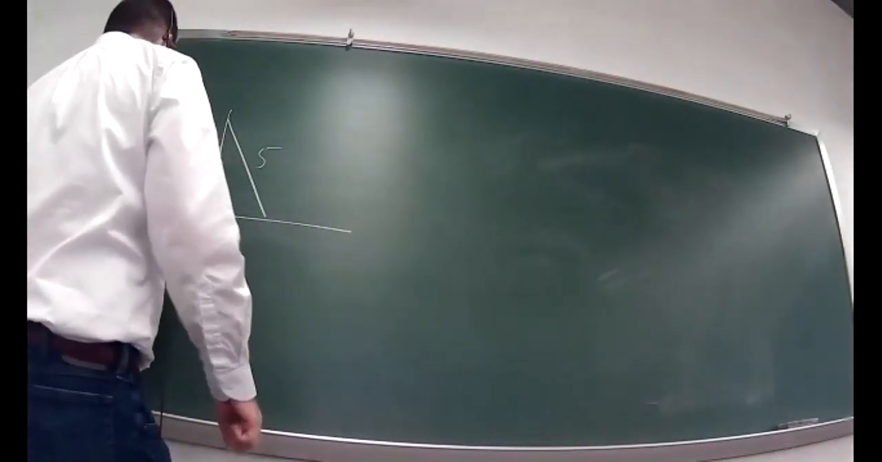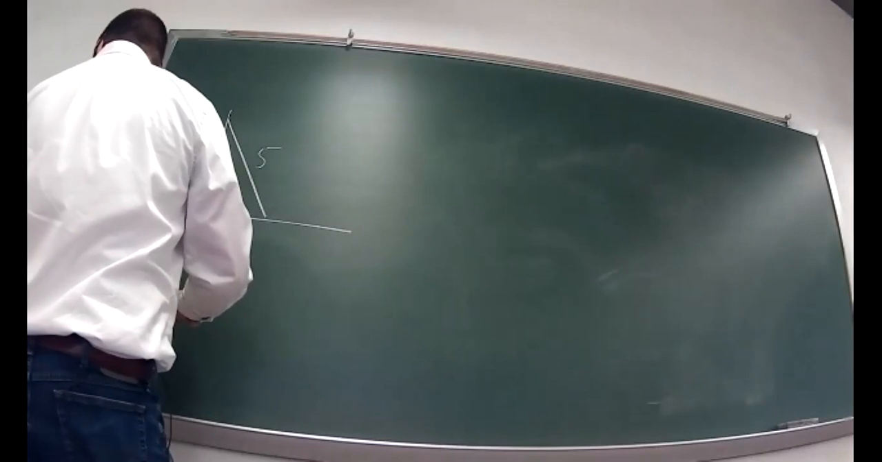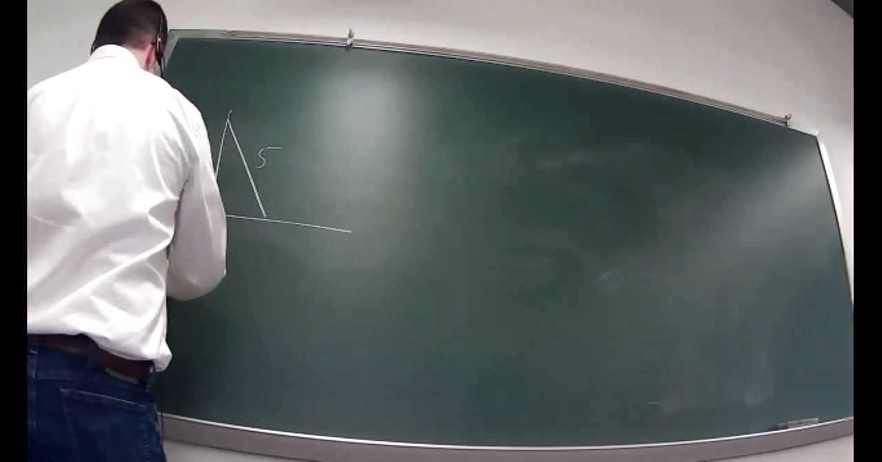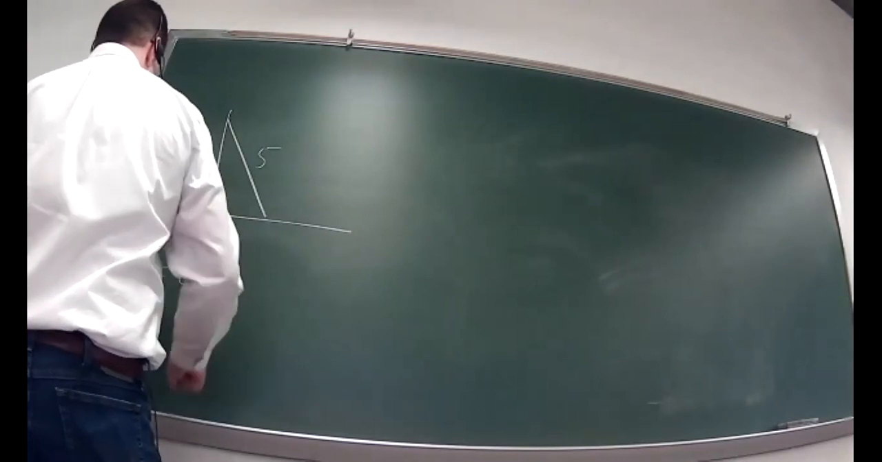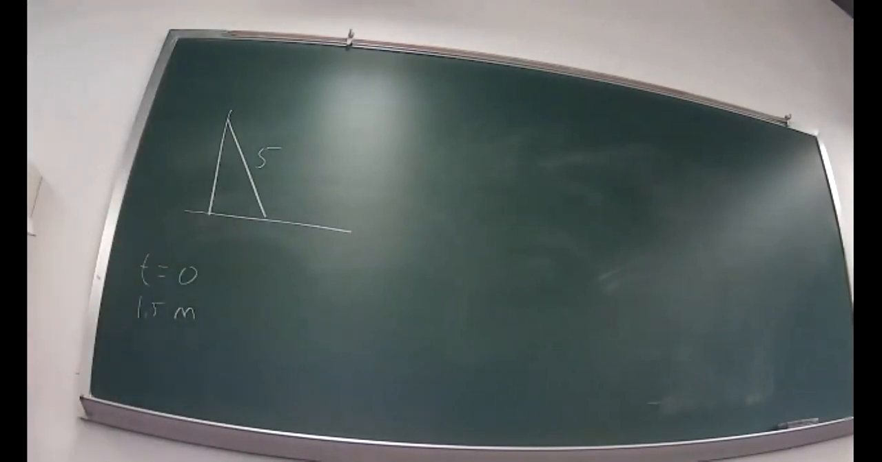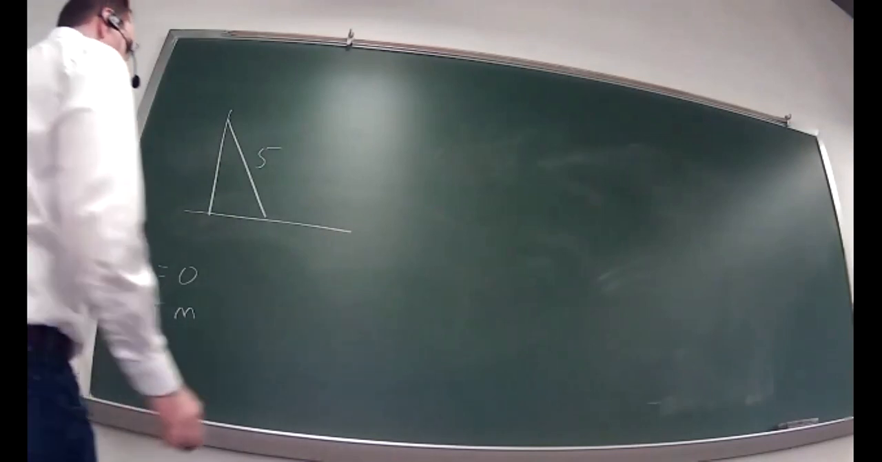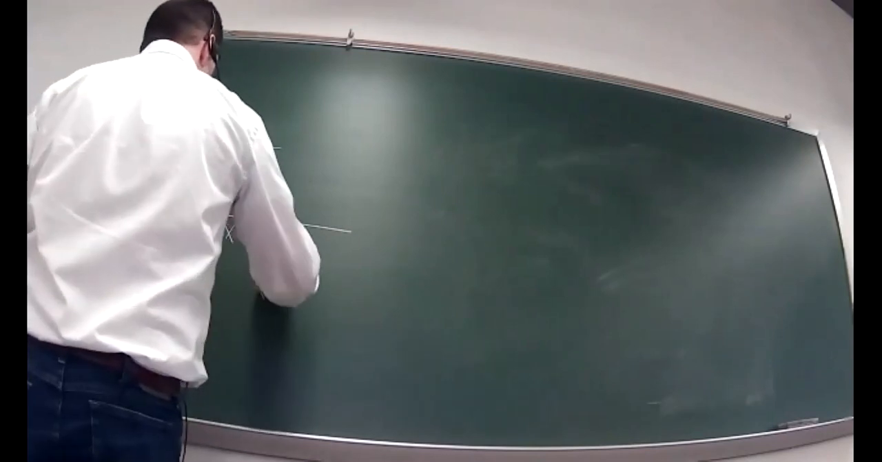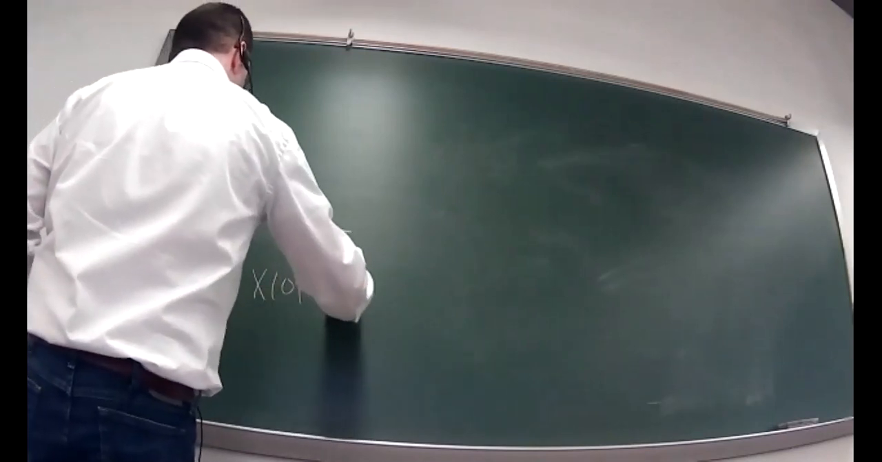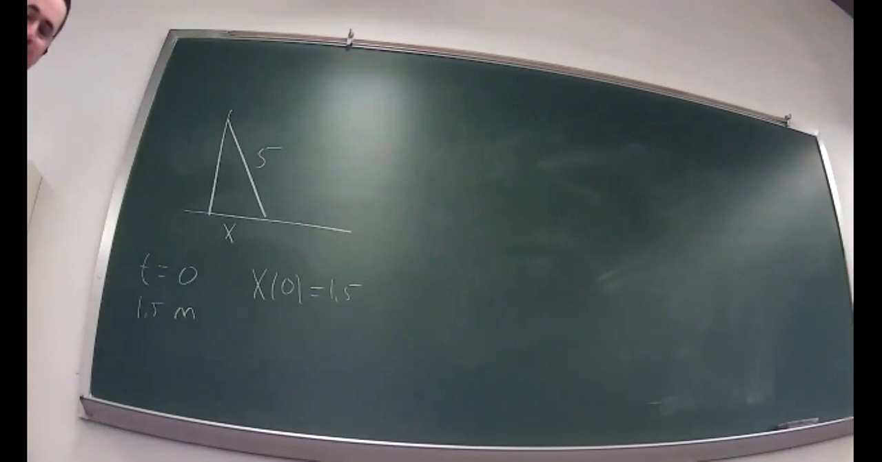The bottom of the ladder is 1.5 meters away from the wall at time t equals 0. So at time t equals 0, the bottom of the ladder is 1.5 meters away. I'll call this distance x, and I'll say something like x of 0 equals 1.5.